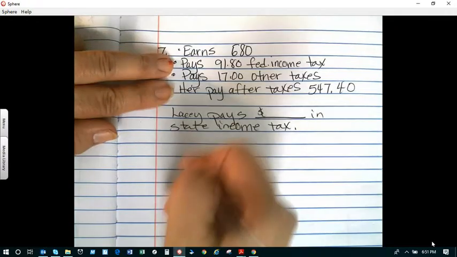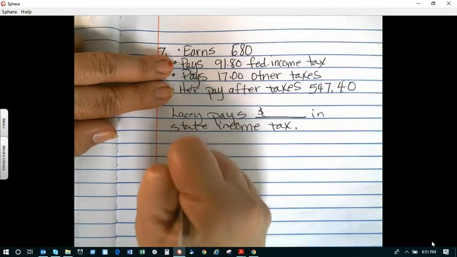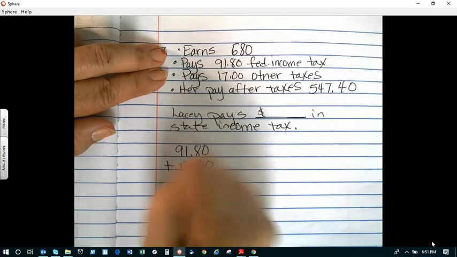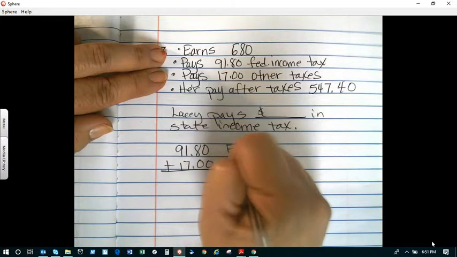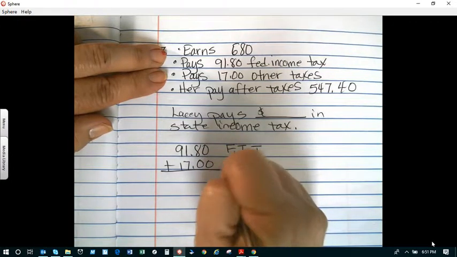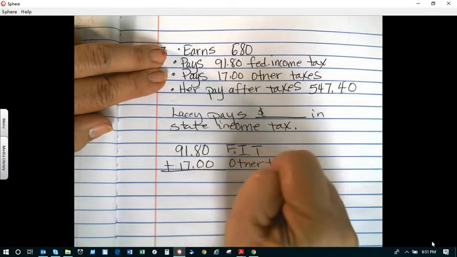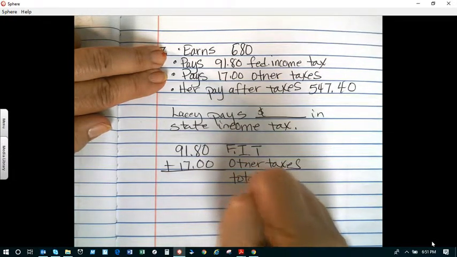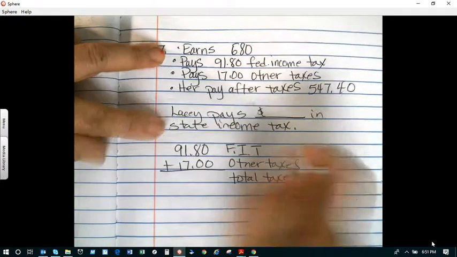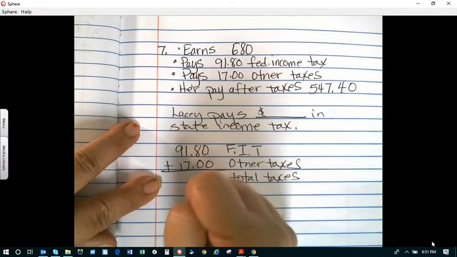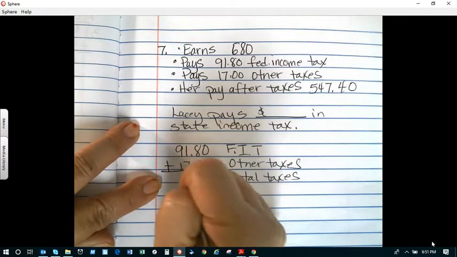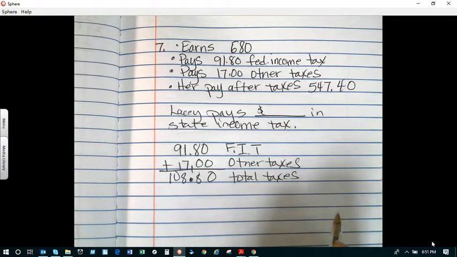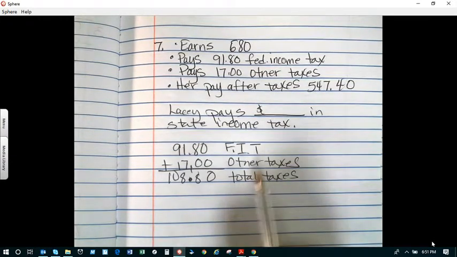Add these two together. So I have $91.80 plus $17. So this is federal income tax. This is other taxes. And this is total taxes. So 0, 8, bring down my decimal, 7, 8, 9, 10. Okay, so she pays right now $108.80 in these taxes combined.